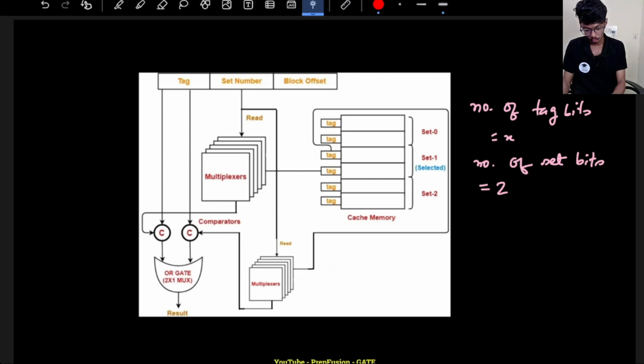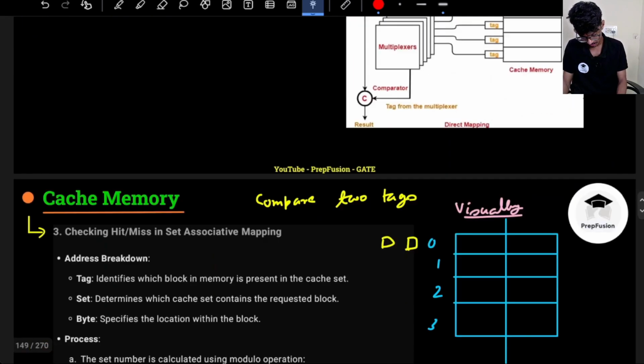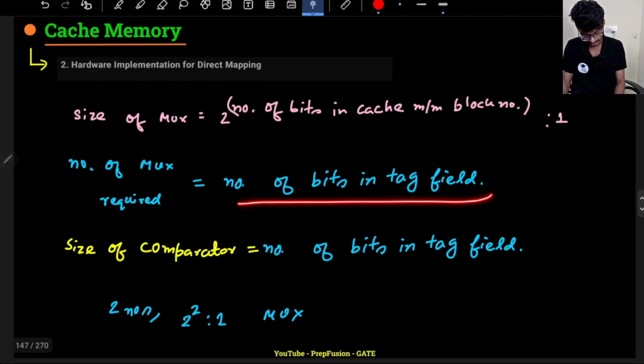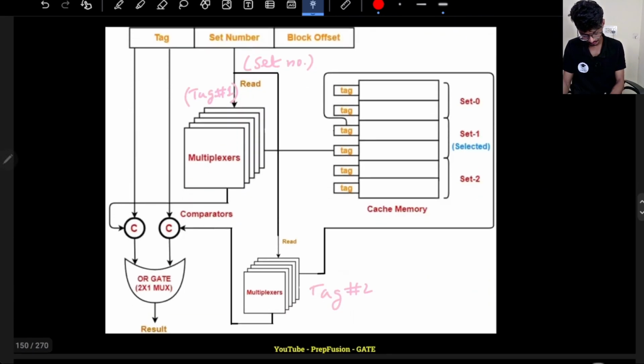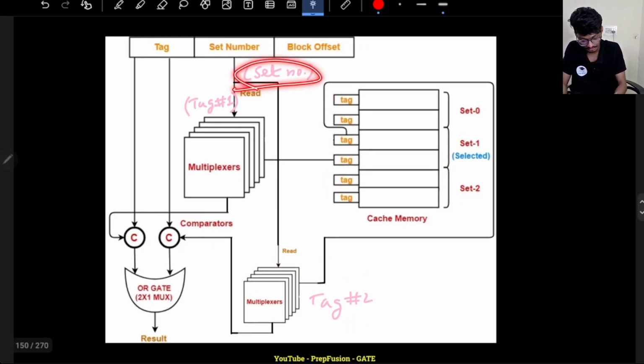So previously, what was my total number of muxes? Previously, my total number of muxes was the number of bits in the tag field. Now as I have more sets, the muxes will also increase, right? So the total number of muxes will be the number of bits of the tag field into the number of sets, into the number of tags in a set. This is a two-way set, because in each set there are two blocks.